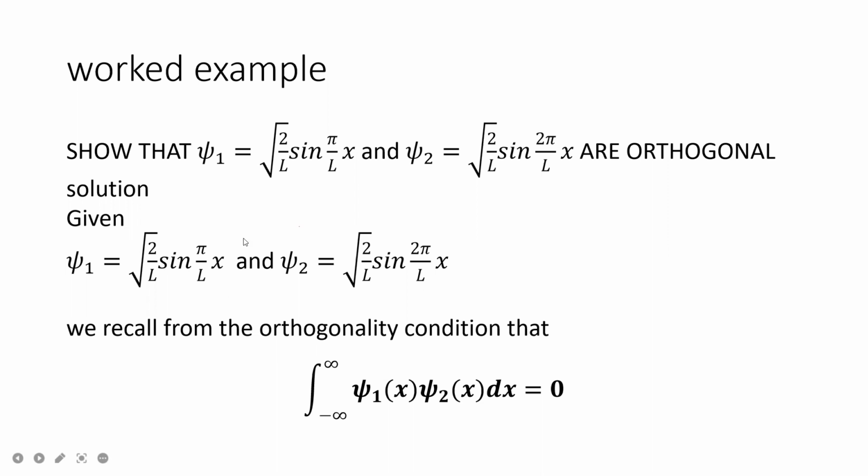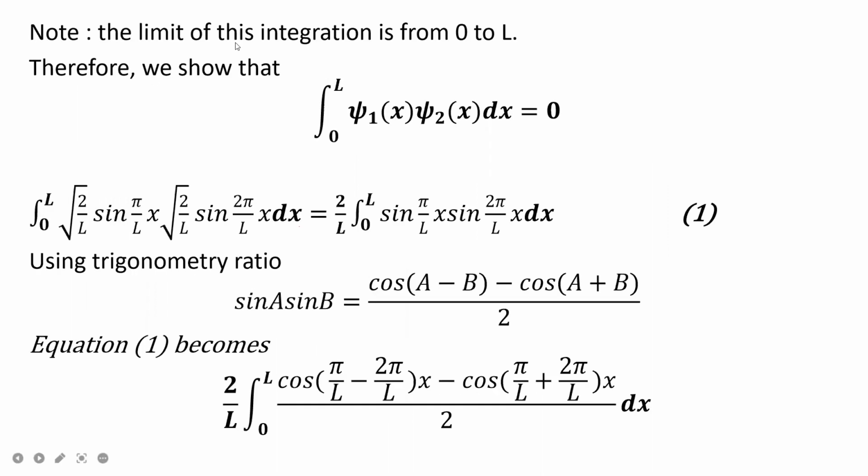Let's say this is a well, this is a potential well. So this will be the length of the well. So we're starting from the origin, that is from point 0 to some certain length L. Let's go to the next slide. Now, we note the limit of this integration is from 0 to L. Therefore, from our orthogonality condition, we can show that the integral from 0 to L of psi 1 of x, psi 2 of x dx must equal 0.